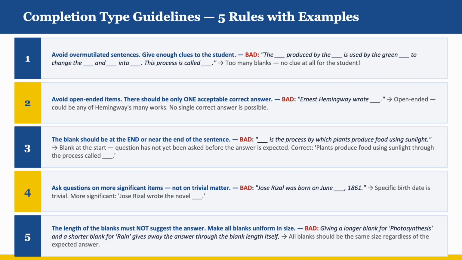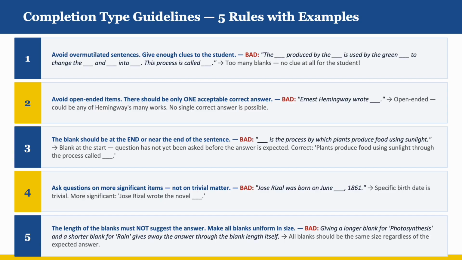Rule number 2, avoid open-ended items. There must be one and only one correct answer. Bad example: Ernest Hemingway wrote blank. Hemingway wrote dozens of works, so which one are you looking for? The item has no single correct answer. It's impossible to grade fairly.